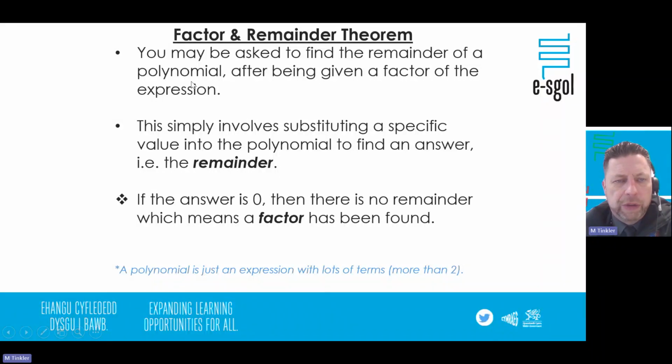Polynomial means just many powers. After being given a factored expression, substituting in and then finding the remainder. If the answer is 0, then there's no remainder, which means a factor has been found. 5 goes into 20 with no remainder, so 5 is a factor of 20. 7 doesn't go into 20 without a remainder, so it's not a factor. I'm going to go back to some of your basic maths to get your head around that.